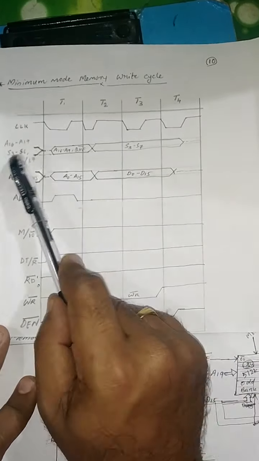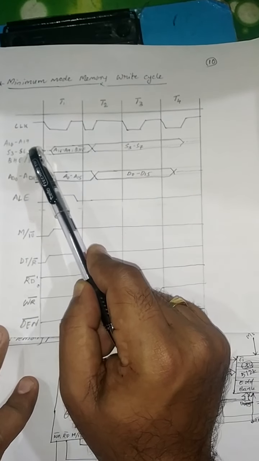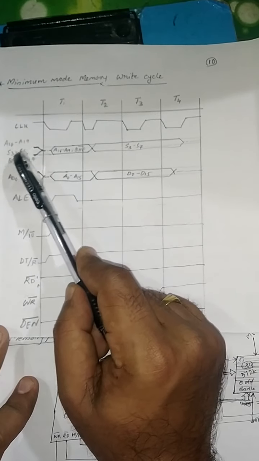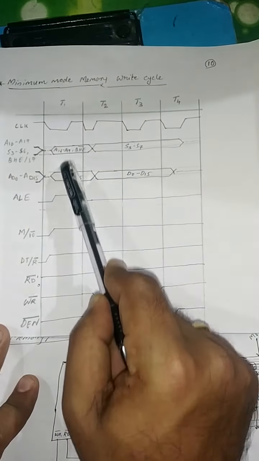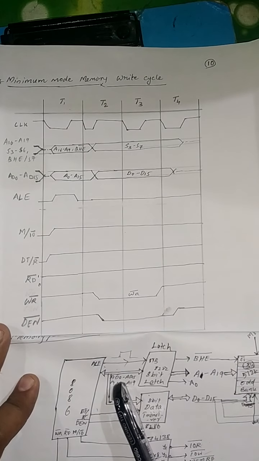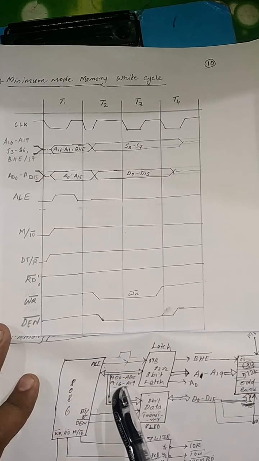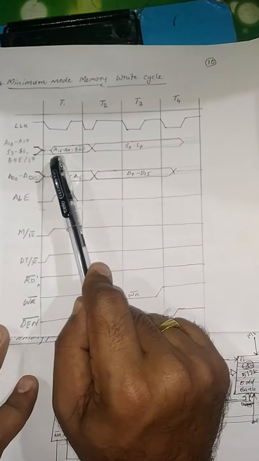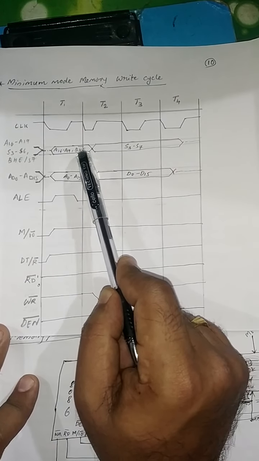The first signals are A16 to A19, and status signals like S3. So in the first clock cycle, what will happen? In the first clock cycle, it should be the address, right? Because we wanted to locate whether it is a memory read or a memory write. We need to locate that location in the memory. So you need to send the address. So A16 to A19 will be the address, and the BHE signal also will be sent.